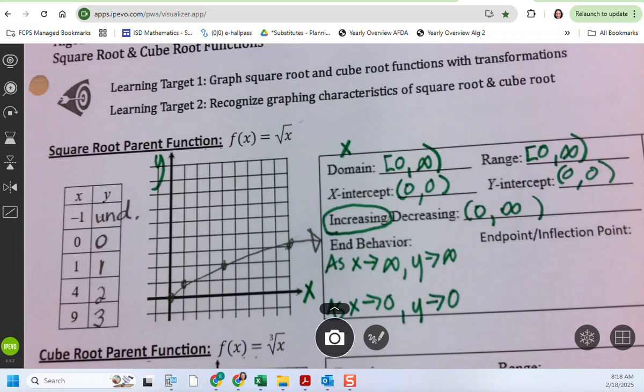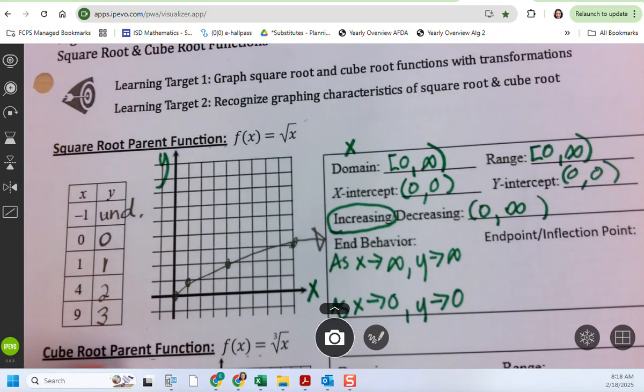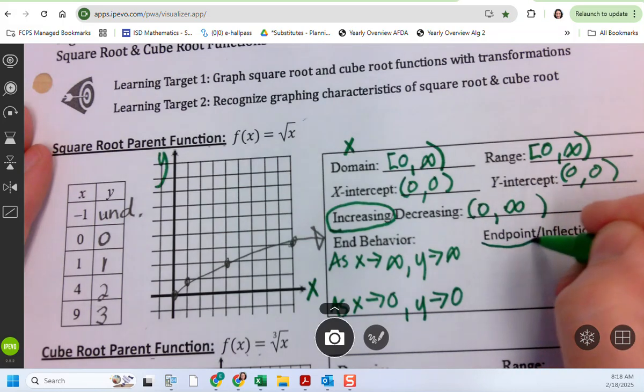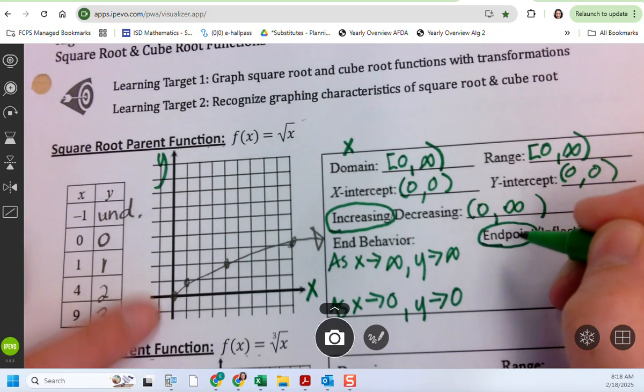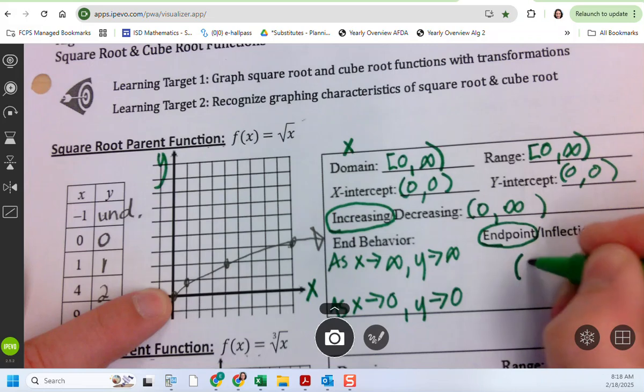A square root function has an endpoint. A cube root function is going to have something called an inflection point. So I'm going to circle endpoint. And my endpoint is right here at 0, 0.